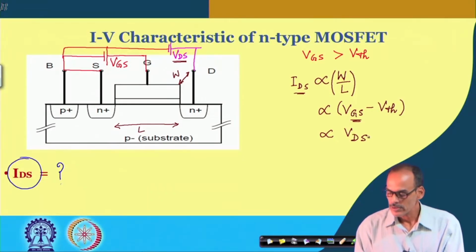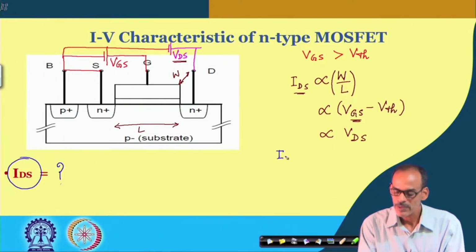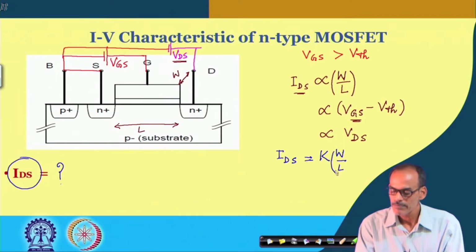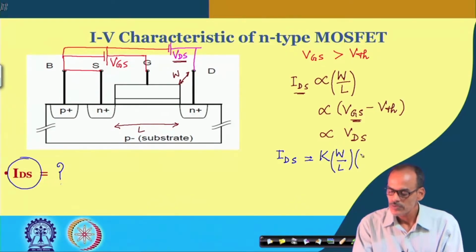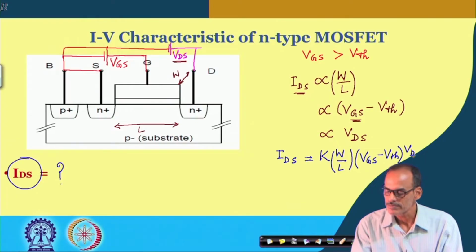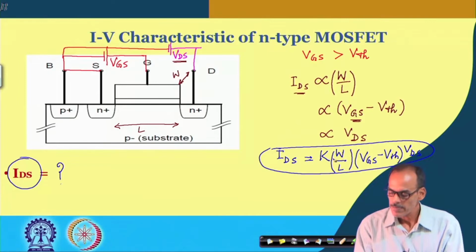So, if I combine all of them, what we can say here is IDS equals a proportionality constant, say K, W by L into VGS minus VTH into VDS. Okay. And this K encapsulates whatever the device parameters are there.